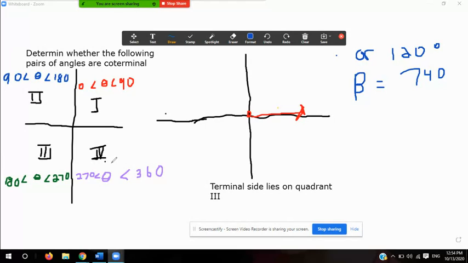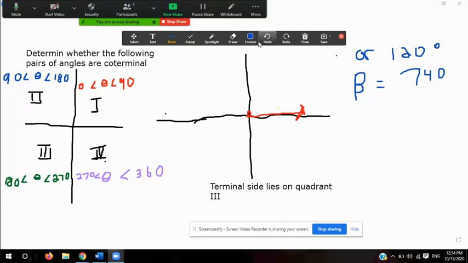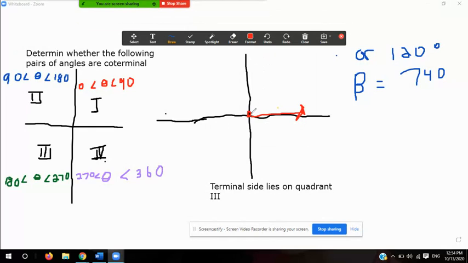But let's work with alpha first. Alpha is 20 degrees, and we know that it's positive, so there's a counterclockwise rotation. Since they're assumed to be in standard form, the initial side is on the positive x-axis, and 20 degrees is in quadrant 1 because it's between 0 and 90. So more or less about here is where the terminal side of that angle should be.